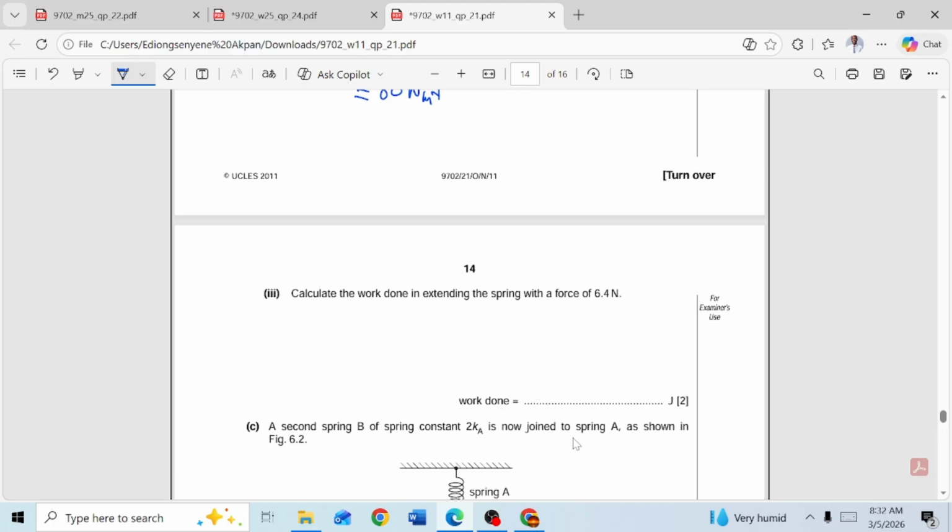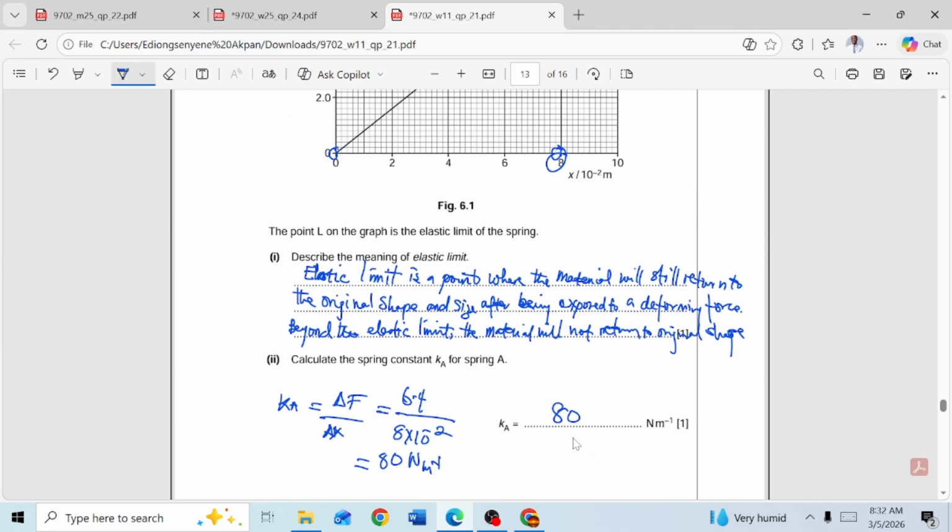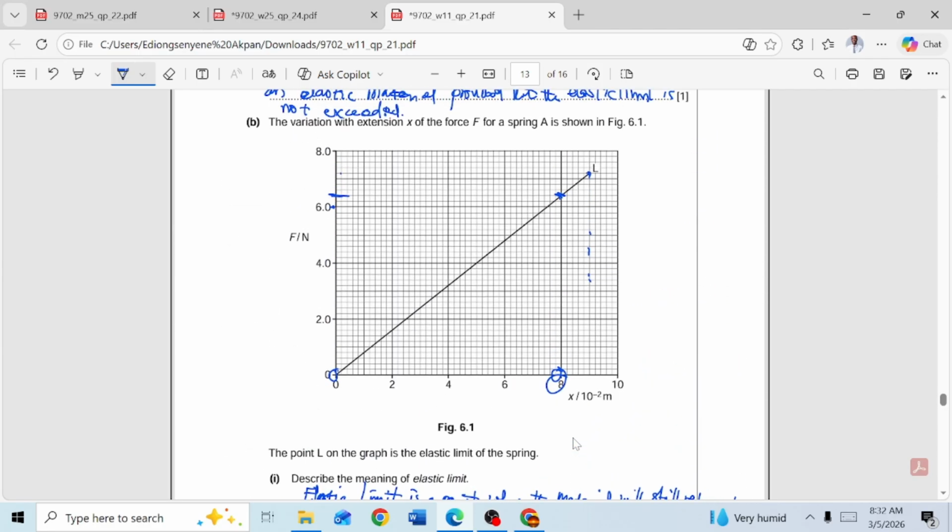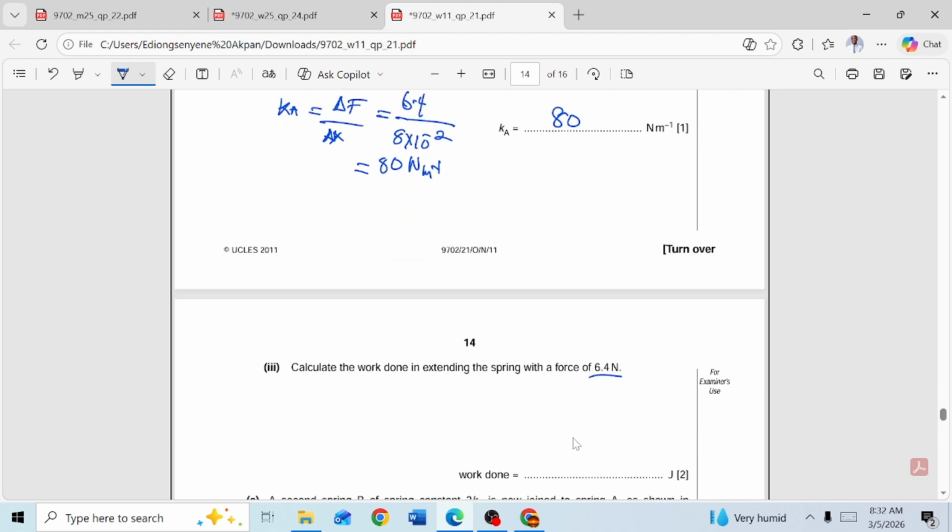Calculate the work done in extending the spring with a force of 6.4. Work done in extending it to 6.4. Luckily for us, that is where I picked, so it makes it easy. Work done is the area under the graph. So we have a few formulas. Area under the graph can be half Fe or can be half Ke squared. The one that you feel comfortable with is the one you use, but the two of them will still give you the same answer. Let me quickly use the two of them so you can see.